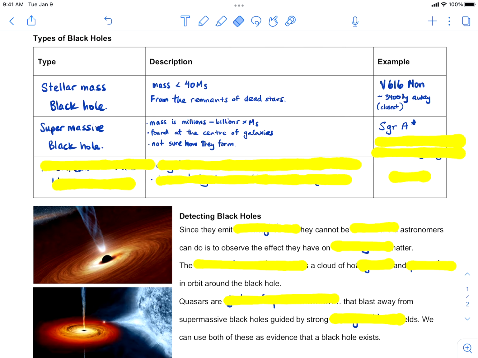However, probably the best example is Sagittarius A star, and Sagittarius A star is 4 million times the mass of the sun, and it's found at the center of the Milky Way galaxy. So it's right at the center of the Milky Way, and all the stars in the center of that Milky Way galaxy revolve around it.